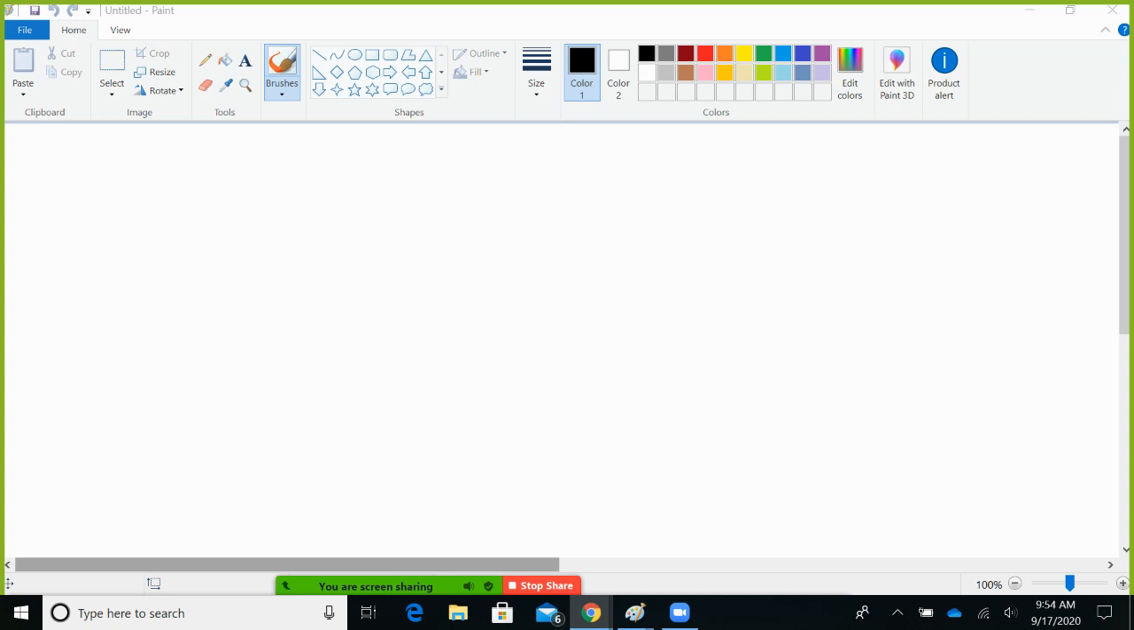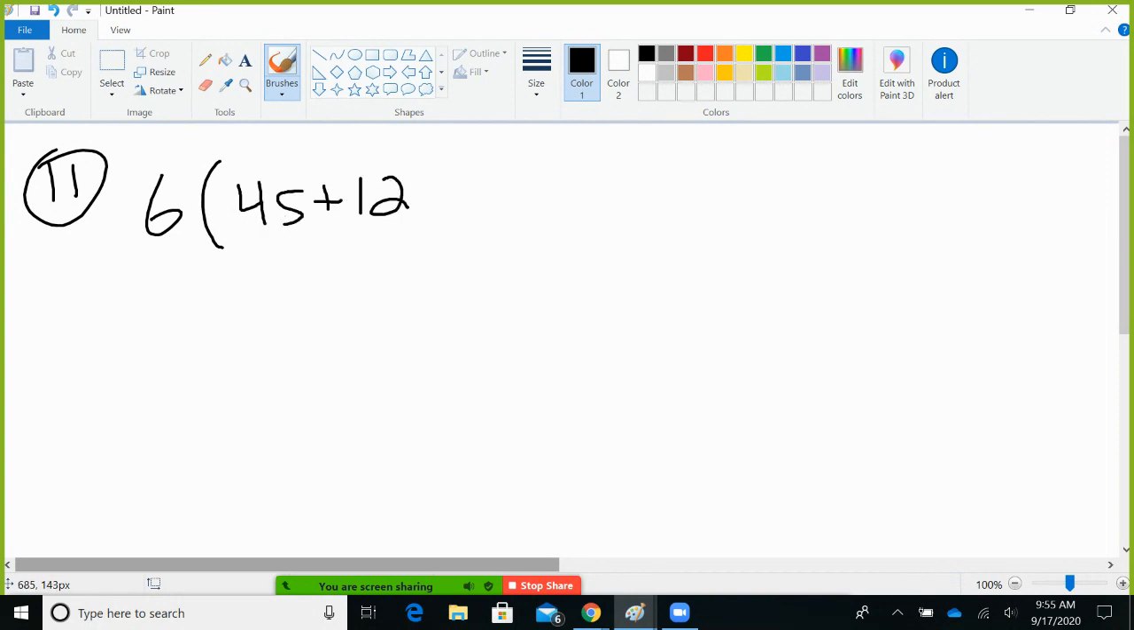All right, we are doing 1.3, number 11. 1.3, number 11. All right. 6 times the quantity 4s plus 12 equals 8 times the quantity 3s minus 14.